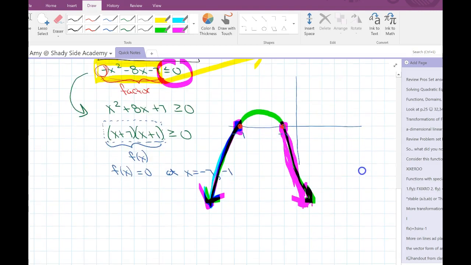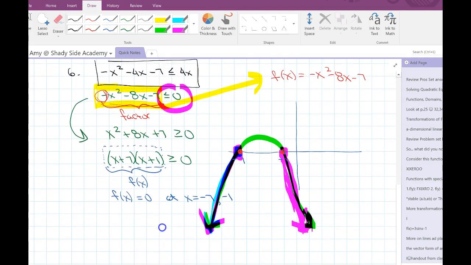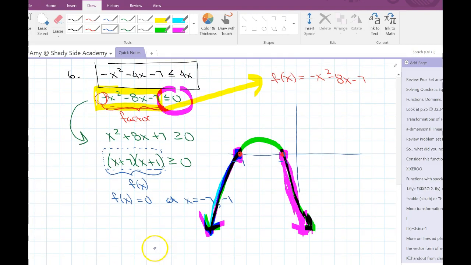So then I would come down and finish, and I would say, the original f of x, which I'm calling right here, is less than or equal to 0. Let's just be cleaner about this. F of x is less than or equal to 0 on the intervals of x from negative infinity to negative 7, note the inclusive because it could equal 0, and negative 1 less than or equal to x less than or equal to positive infinity.